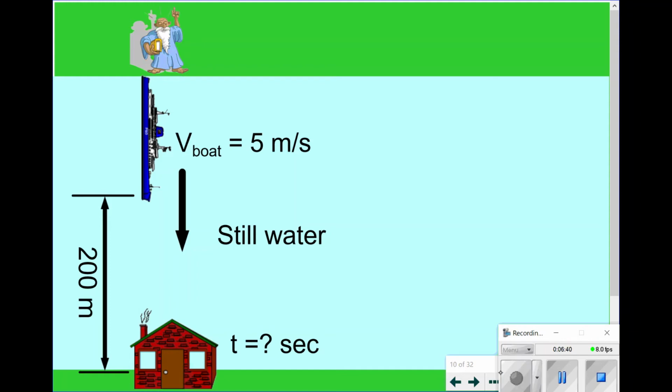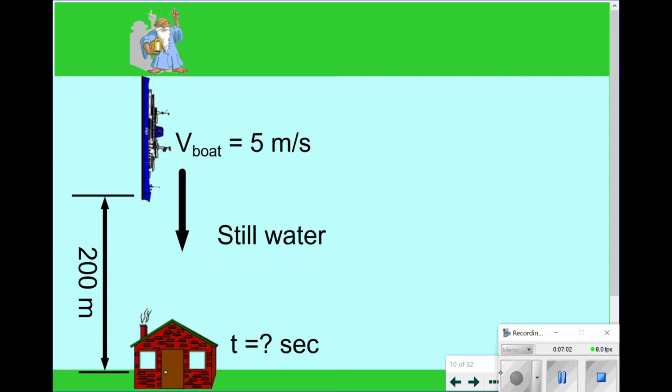Let's now look at a situation where I have the boat, but instead of going with the river or along the river, it's going to go across the river from one side to the other. The distance the boat can travel to get to the other side is 200 meters. It's going to move at 5 meters per second. The water is still, and I want to find the time it takes to get across to the other side.